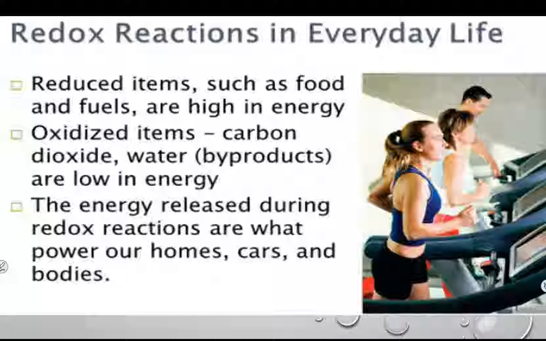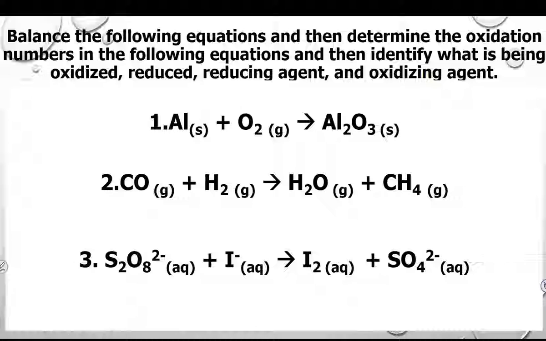Okay? Redox reactions in everyday life. Every time we eat, we're doing a redox reaction. Our body uses the energy from that food. It oxidizes it. It causes byproducts. Every time we breathe out carbon dioxide and a little water. And we have the energy left in our body to keep moving and keep talking and doing things. We also have redox reactions that power our home with electricity, our cars with our batteries, and our bodies. So there's redox reactions all the way around us. They're everywhere we go. Okay, so we need to be able to balance the following and then determine the oxidation numbers and then follow the equations and then identify what is being oxidized, reduced, the reducing agent, and oxidizing agent.